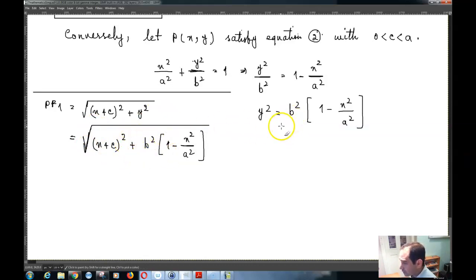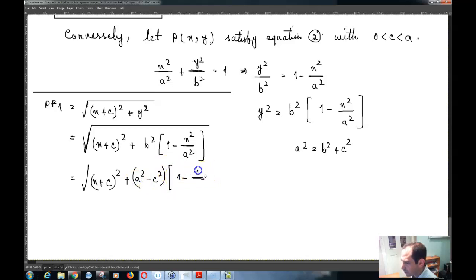And of course, you know that we said that a squared is equal to b squared plus c squared. So instead of b squared, I can write a squared minus c squared. So I can write this as the square root of x plus c whole squared plus a squared minus c squared times 1 minus x squared by a squared. I take the square root of this thing over here.